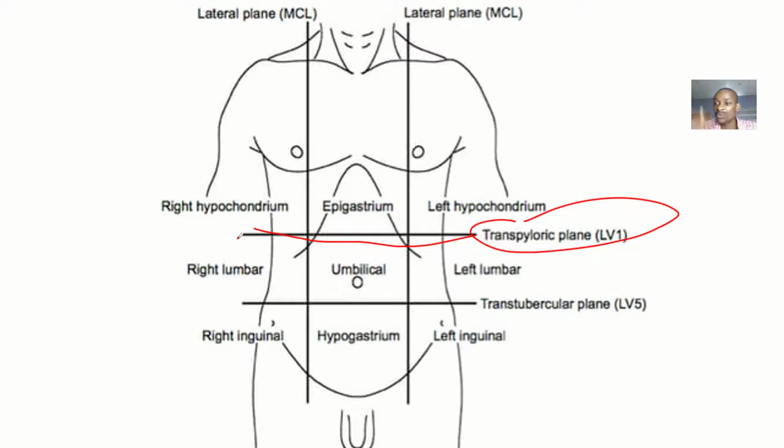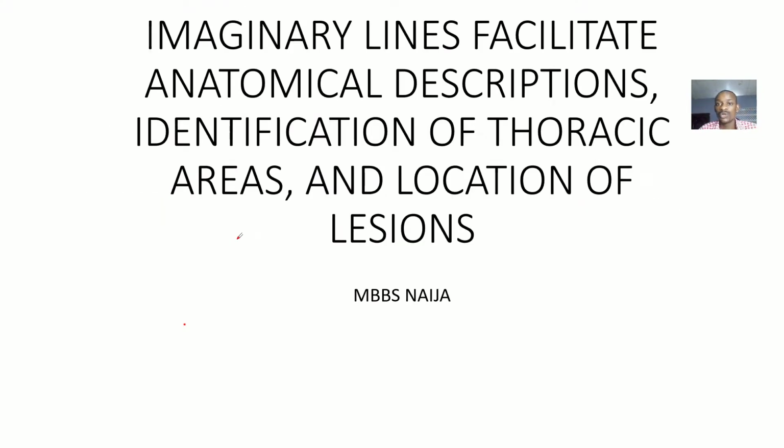You say, for example, this lesion is above the transpyloric line. Or this lesion is in front of the anterior axillary line. So it just helps you to describe these things in the thoracic area. All right, so these are the imaginary lines that facilitate anatomical descriptions, identification, and also location of lesions in the thoracic area.